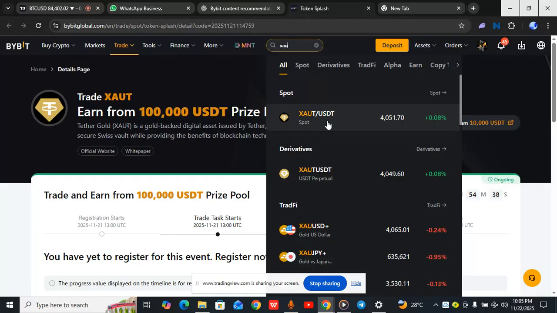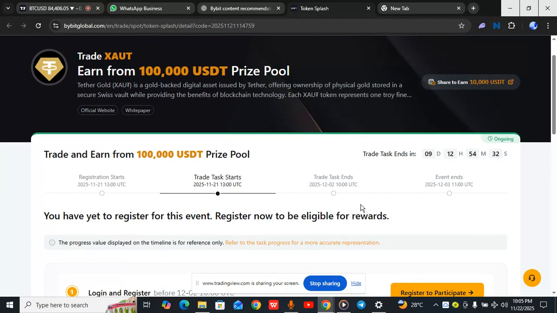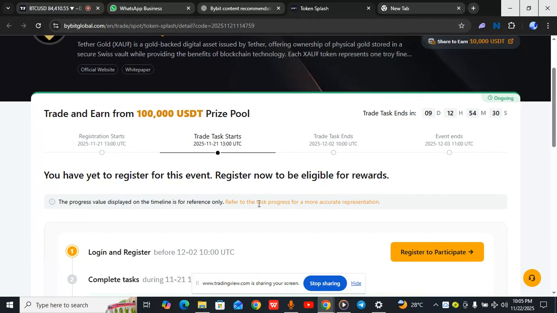So once you start trading, depending on your trading volume at the end of the event, you're going to be given free USDT.